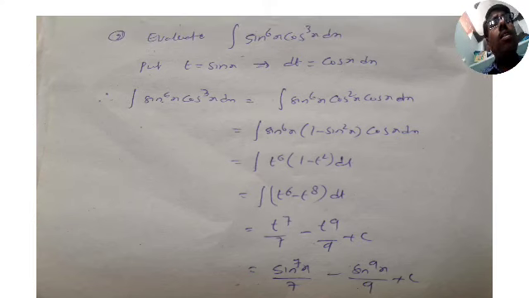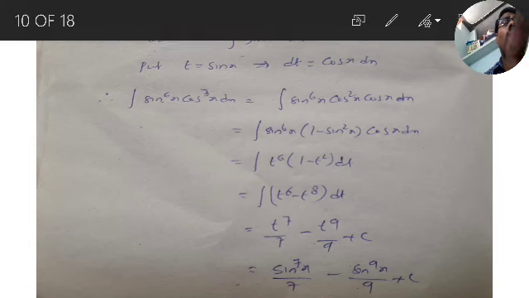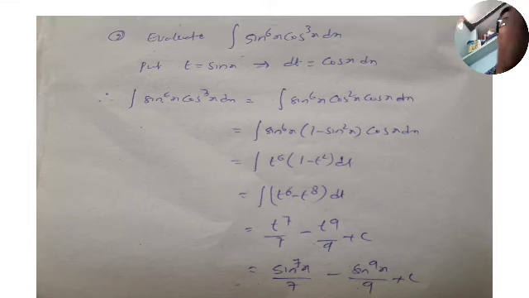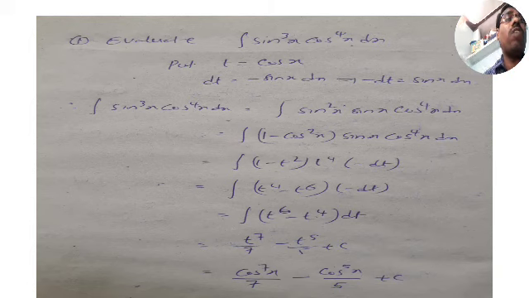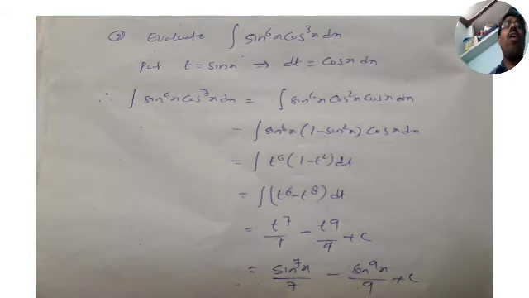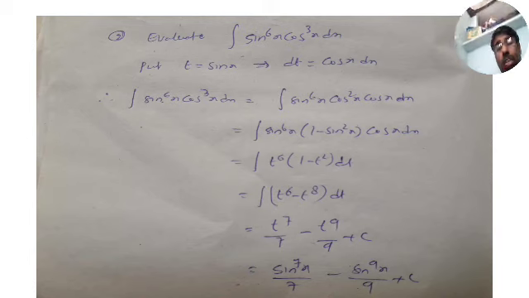Are you getting, guys? All these are previous problems for 5 marks. So the first problem, what is the first problem? You see, in the first problem sin power is odd whereas cos power is even. Here cos power is odd, sin power is even. So these are the two types.